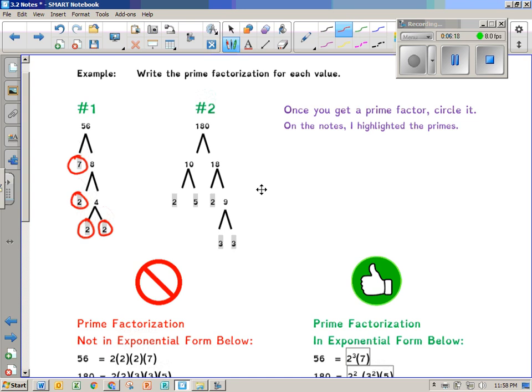Then I did 180 similarly. 180 is a bigger number, so it takes a little bit more work, but it's still not that big of a challenge. I'll just circle all my primes.